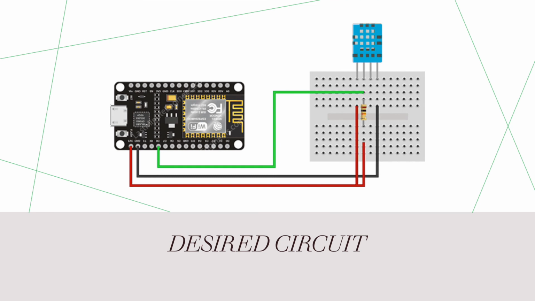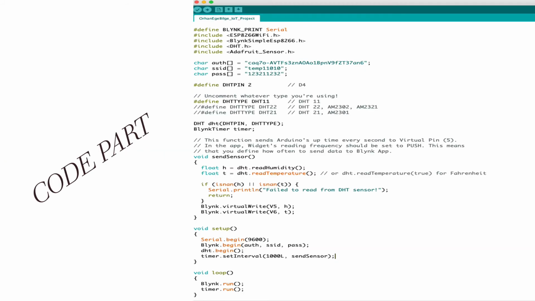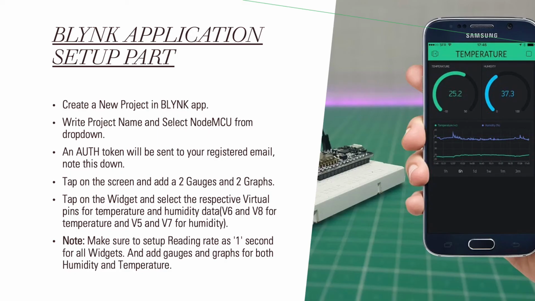This is the desired circuit parts of my project. As you can see, the connecting parts and then the DHT sensors and the NodeMCU. This is also code parts. This part is also about the Blynk application setup. We can see how to set up a Blynk application for our project.